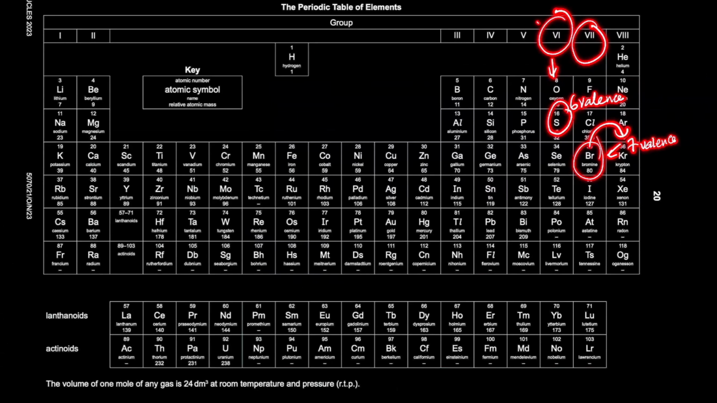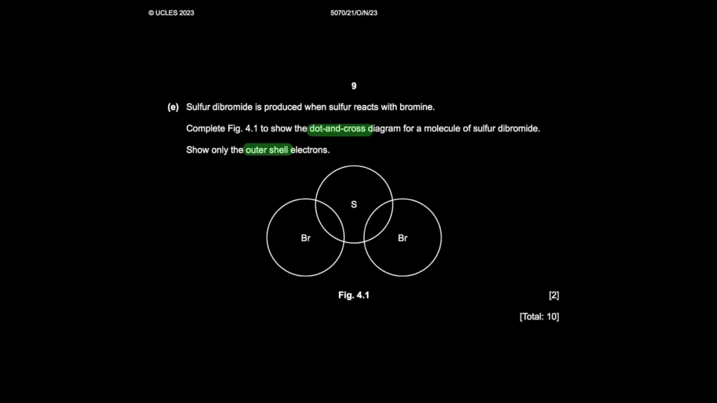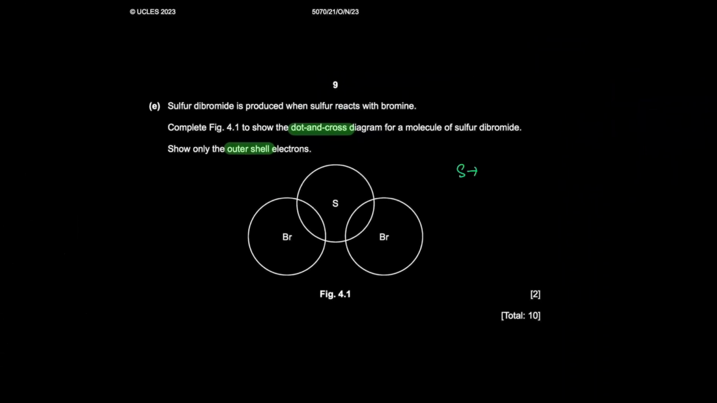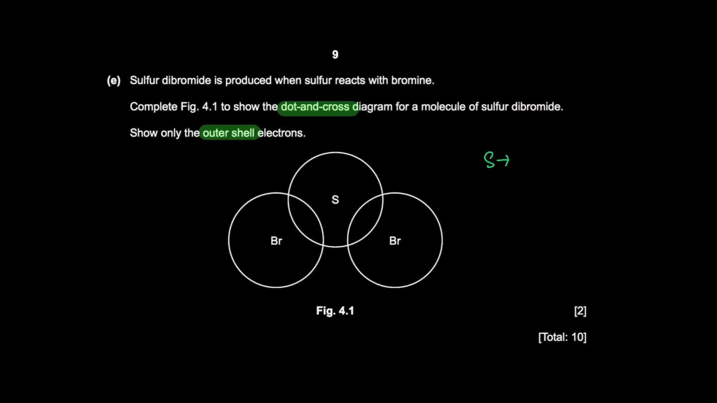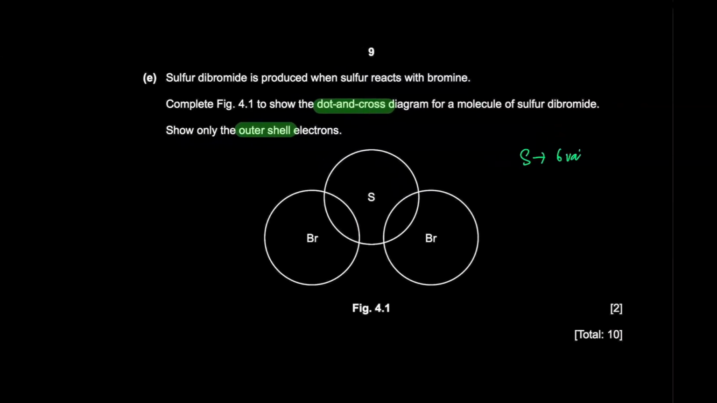It wants to make a single bond. That's it. Sulfur wants 2 more, so it can make a double bond or 2 single bonds. Let me write that down. Sulfur has 6 valence electrons and bromine has 7. Bromine only wants to make single bonds.